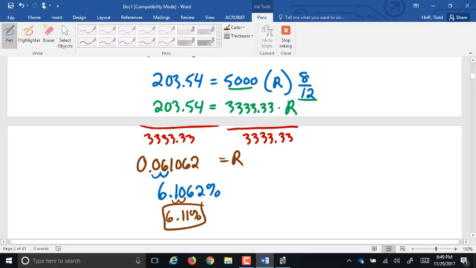Type in the 203.54 divided by, and then second, or shift, and then the ANS key is down by your equal sign. It should say ANS above it. It's your negative key. Press that and then hit equals. 0.061.